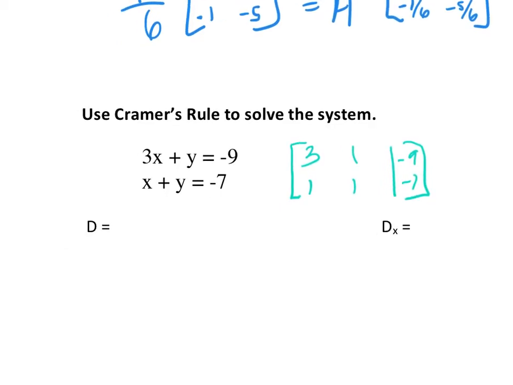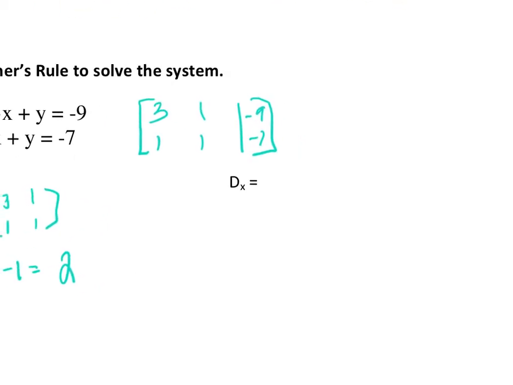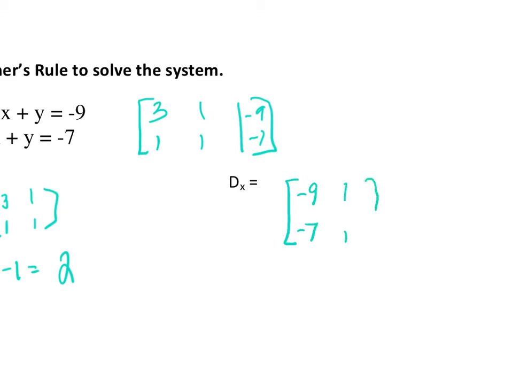So to find D, we just use our coefficient matrix. So 3, 1, 1, 1. Multiply 3 times 1 is 3. 1 times 1 is 1. So 3 minus 1 is 2. So if I'm finding D sub x, instead of using my x coefficients, I use my answers. And then I have 1 and 1 for my y's. So major, negative 9 times 1 is negative 9. Minus my minor, negative 7 times 1 is negative 7. So this becomes negative 9 plus 7. So D sub x equals negative 2.